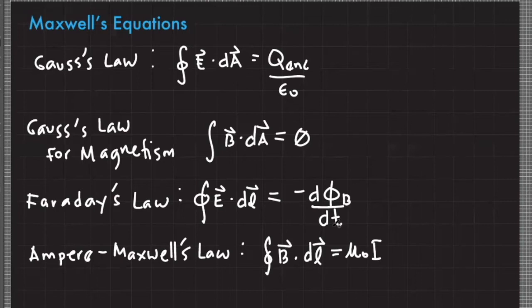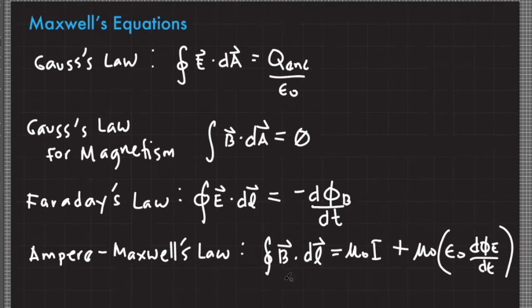So he added a correction factor, mu naught times epsilon naught d phi sub E over dt, where phi sub E means the electric flux. Maxwell added this correction factor to make the entire set of Maxwell's equations symmetric. Later I'll discuss more about this, but for now, just accept that there is a correction factor here. The Ampere-Maxwell law tells us that a changing electric field produces a magnetic field that can be integrated along a closed loop.